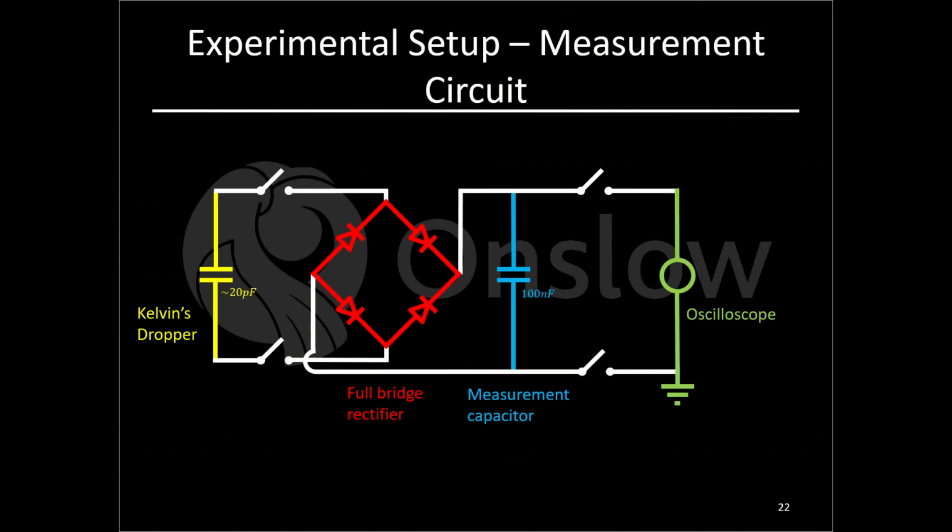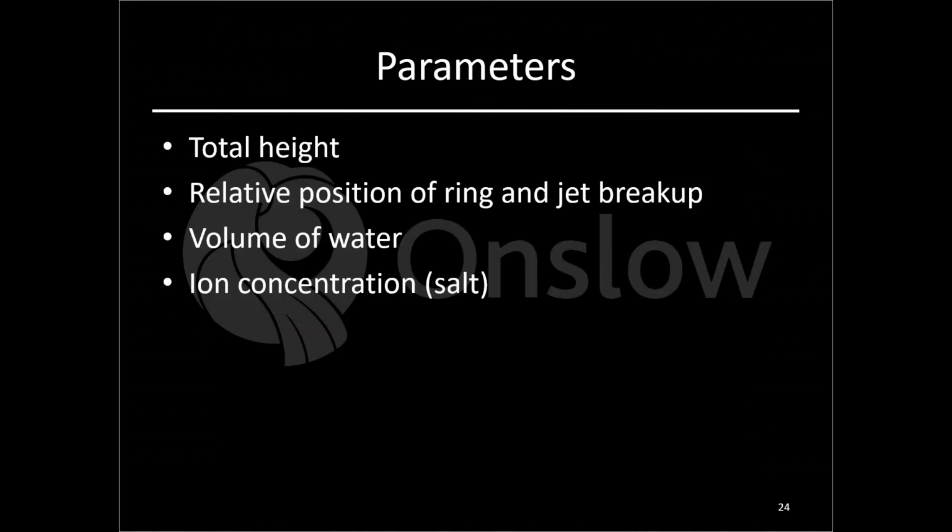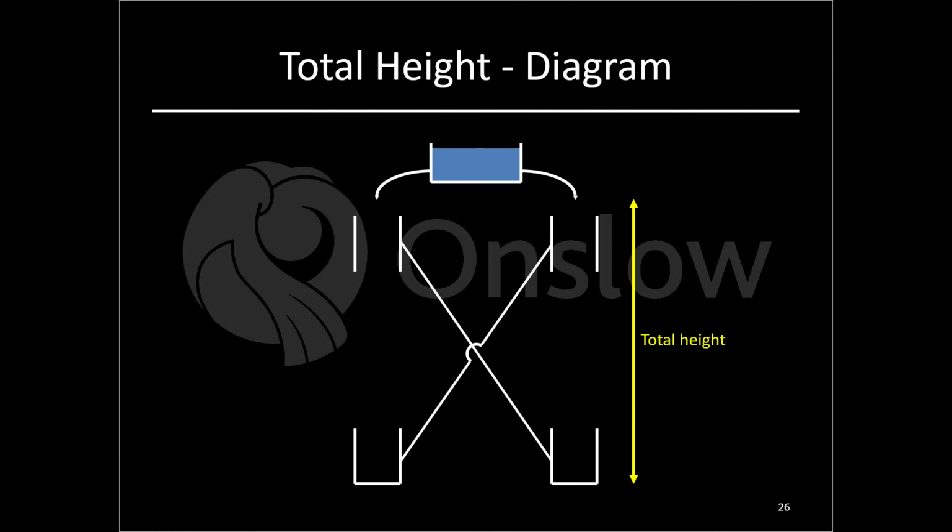We then attached an oscilloscope to measure the highest voltage produced. This is an example of what the oscilloscope measures, and I'm looking at the maximum voltage, which is circled. The parameters I tested were total height, relative position of ring and jet breakup, volume of water, and the ion concentration. For the total height, I measured this as the distance between the water dropper and the bottom of the collector.